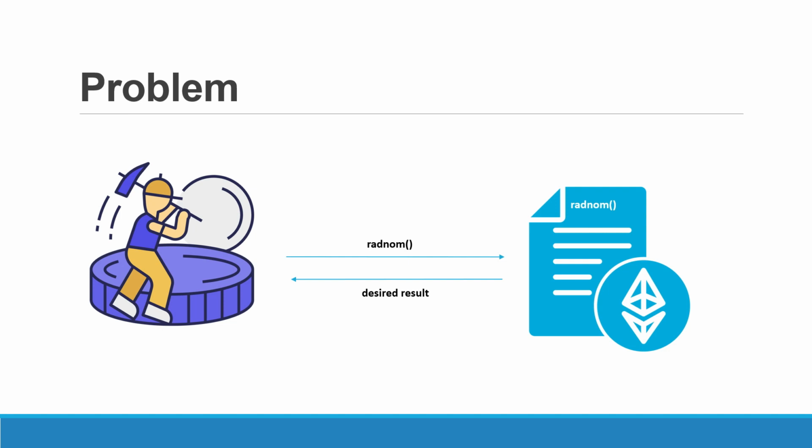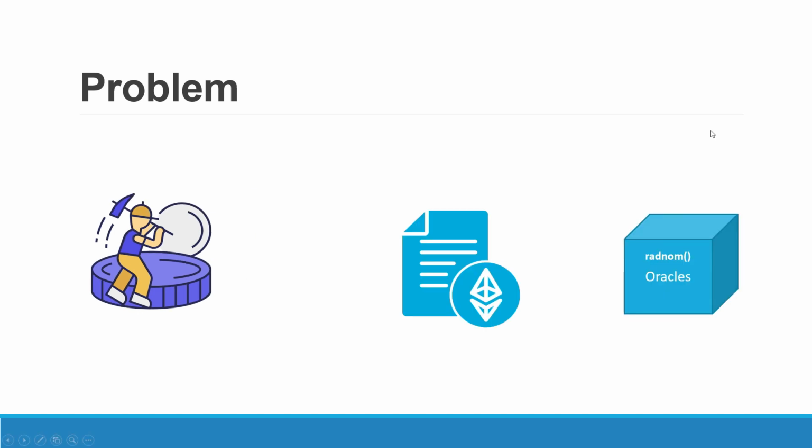We have been talking about the problems, but what is the solution? How can we improve the situation? The solution to this problem is Oracle. Instead of generating a random number on our smart contract, we can use the random function on oracles, right?